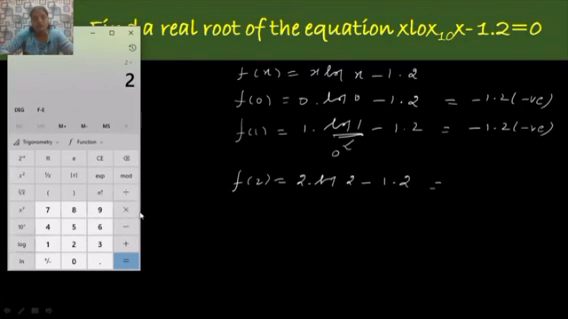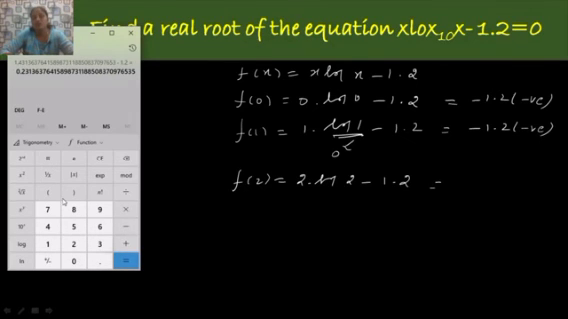2 product log 2 is equal to 0.6, and minus 1.2, that is equal to minus 0.59, that is a negative value. So f of 2 gives a negative value. Moving on to the next, if you replace the value by 3, that is 3 product log 3 minus 1.2, that equals a positive value.